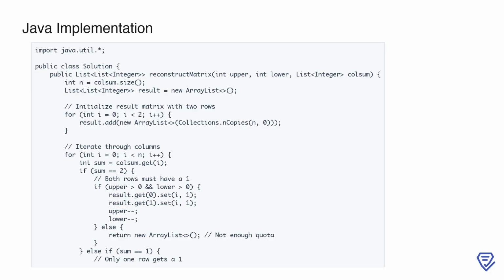This is done using a loop and the Collections.nCopies method. Next, we iterate through each column in colsum. If the column sum is 2, it means both rows must have a 1 in that column. We check if upper and lower are greater than 0, and if they are, we assign 1 to both rows at the current column, decrementing upper and lower accordingly. However, if we don't have enough quota to satisfy this condition, we immediately return an empty list since it's impossible to construct the matrix in such a case.